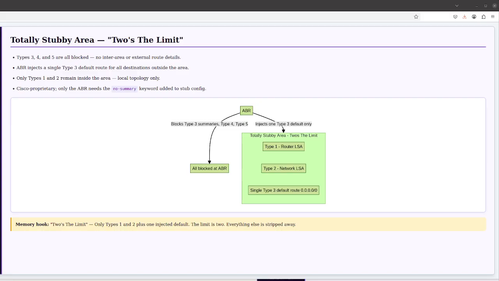The memory hook for totally stubby areas is "2's the limit." Only Type 1 and Type 2 survive inside the area. The number 2 is the limit. Only the ABR needs to be configured with the no-summary keyword in addition to the stub configuration. Internal routers only need the stub area configuration and will automatically receive only Type 1, Type 2, and the single default Type 3 from the ABR. This is a Cisco proprietary feature, so other vendors may implement it differently or not at all.